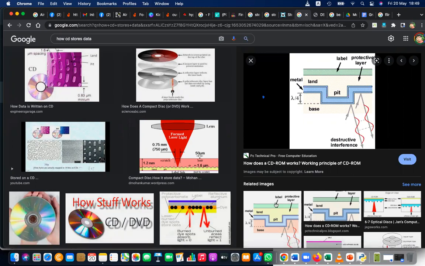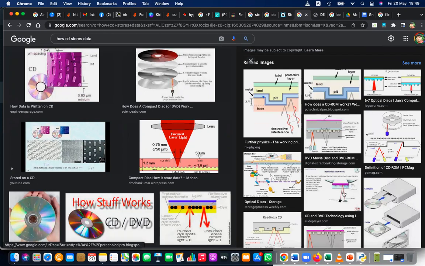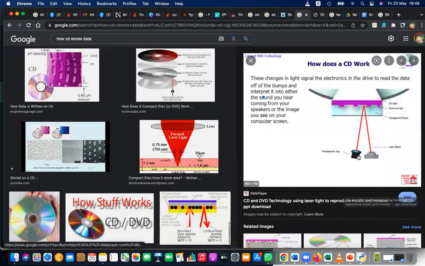So then actually what will happen, this has a laser bulb. The CD-ROM drive has a laser bulb.